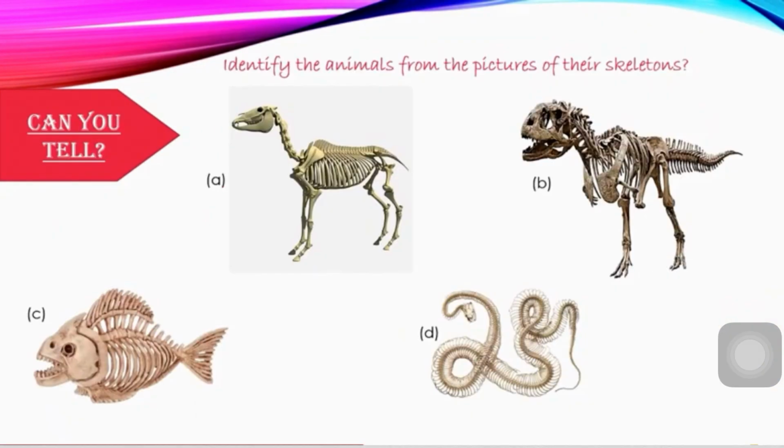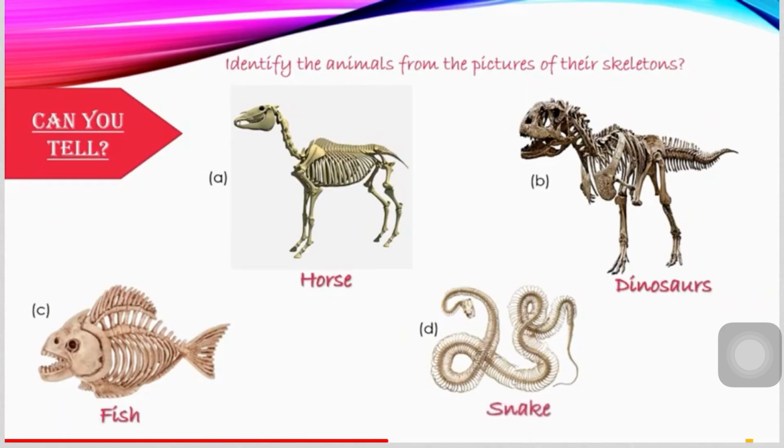Student, now can you tell me, by identifying the animals from the pictures of their skeletons, the names of these animals? By identifying their skeletal systems, we came to know that the first is a horse, the second, B1, is a dinosaur, C1 is a fish, and D1 is a snake.